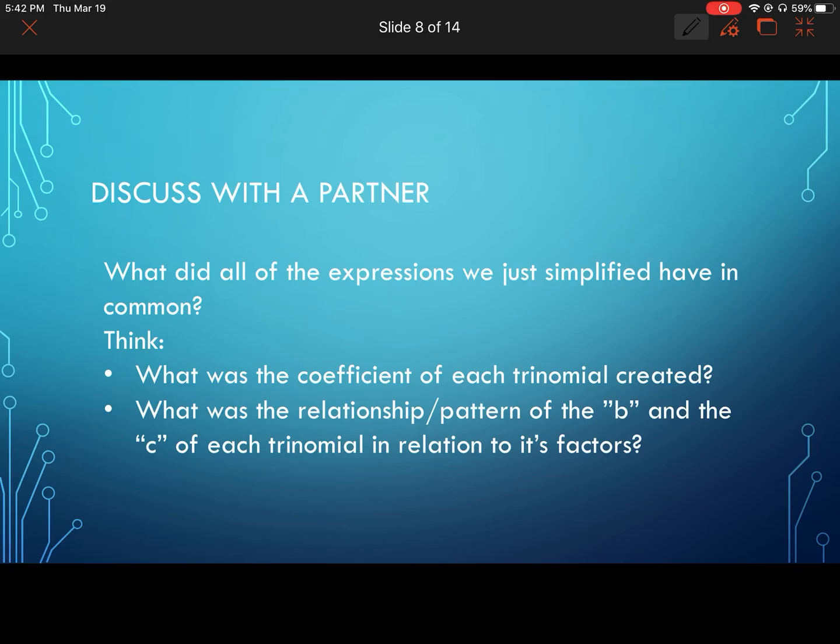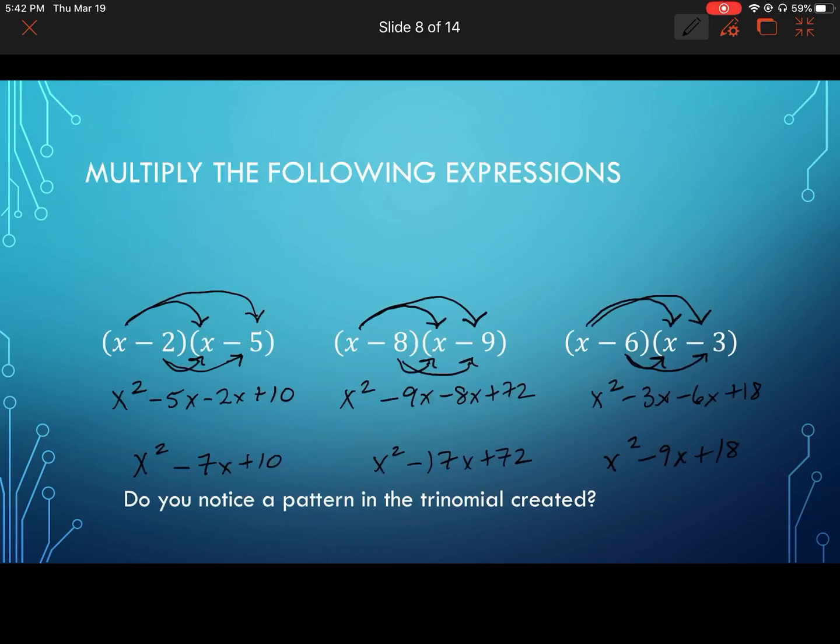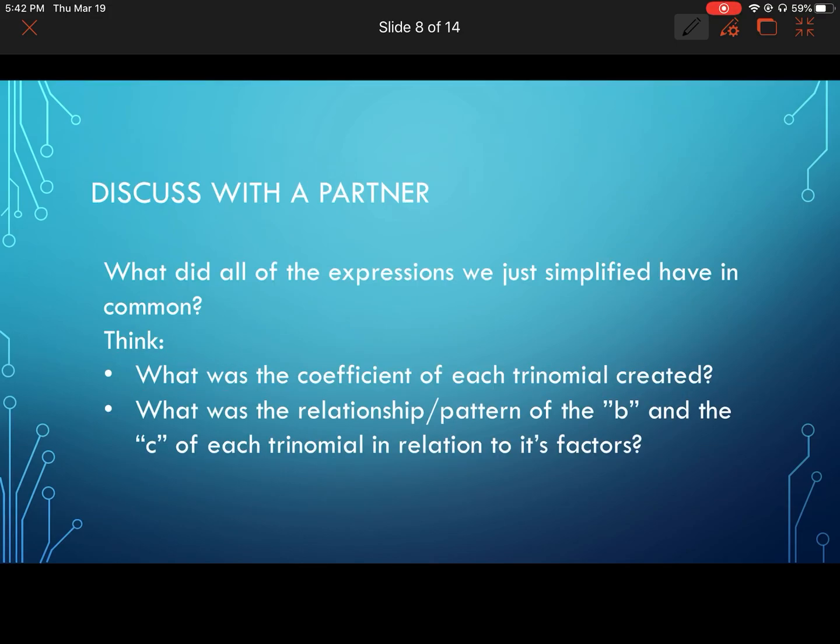Think about what was the coefficient of each of the trinomials created. What were the coefficients? What I'm talking about is the numbers in front once we're done. So here we have a 1, x, a negative 7x, positive 10. Those are the coefficients I'm referring to. And what was the relationship or the pattern of the b value to the c value? That's going to sound confusing until I write this up here.